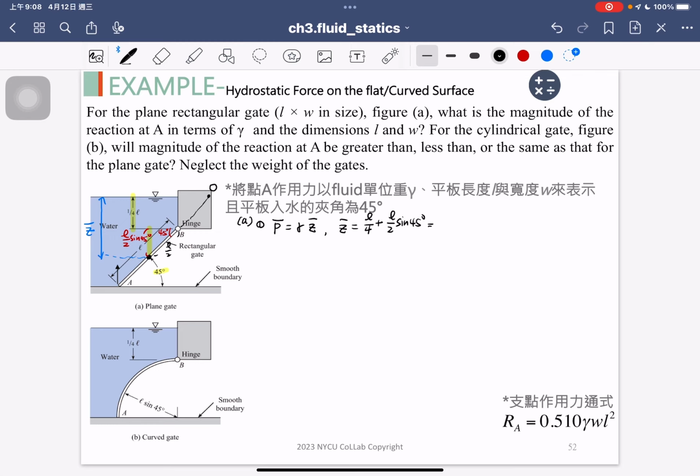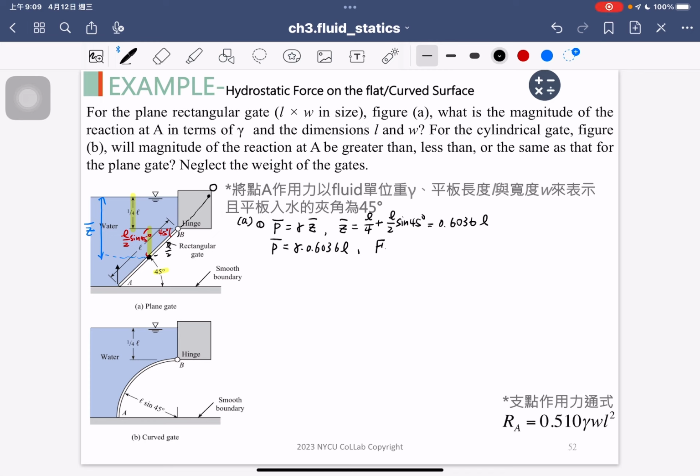So this is equal to 0.6 and around 0.36. Okay, this is our centroid depth, and we have the centroid depth, so we can compute how large the hydrostatic pressure we have. So the hydrostatic pressure in here is equal to gamma multiplied by 0.6036 L.